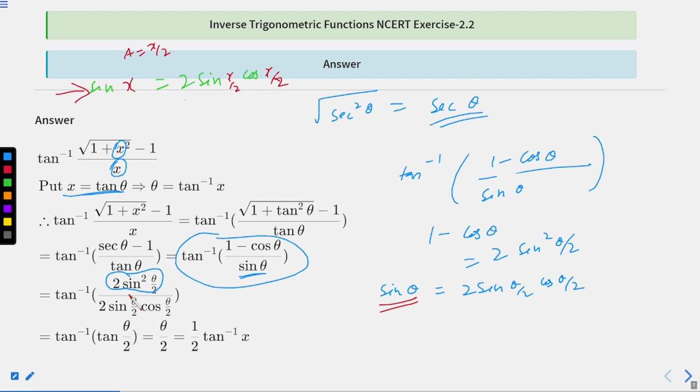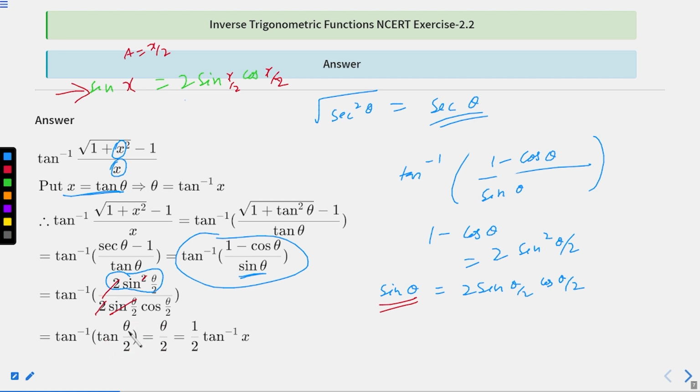Okay, so now what will happen? This will get cancelled. What will you be left with? You will have sin theta by 2 by cos theta by 2. From here you can say it is tan theta by 2. So from here you can write tan inverse of tan theta by 2 is equal to theta by 2.